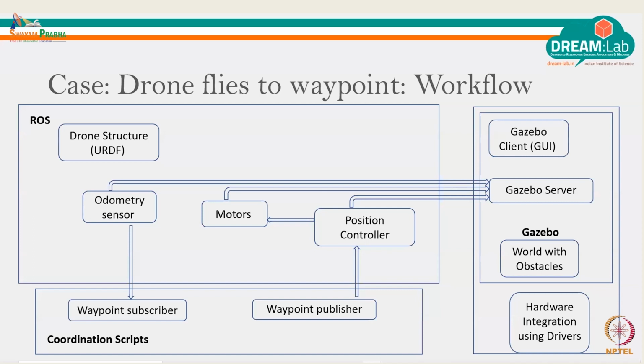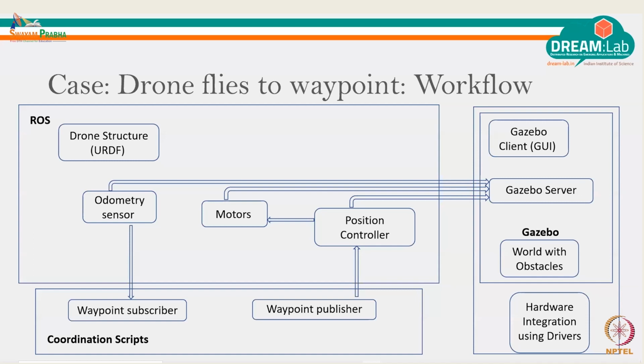Once the drone is launched, then we are going to launch the gazebo world. So this is a world which has obstacles. Obstacles are nothing but buildings, trees, pathways, all these things. These are defined in the gazebo world. So first we launch the ROS environment and the gazebo world.